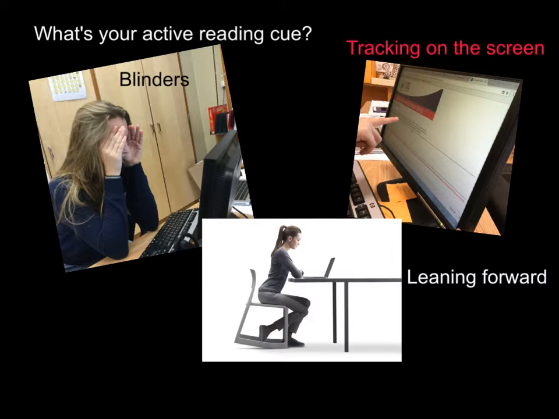Develop a cue for yourself right now that will be a signal to your brain to engage in active reading. Maybe it means putting your hands alongside your face to act like blinders. Or maybe you need to trace your finger just off the computer screen. Or maybe you need to sit forward on your chair. Now turn to a friend and tell him or her which active reading cues you will use during the literacy test.